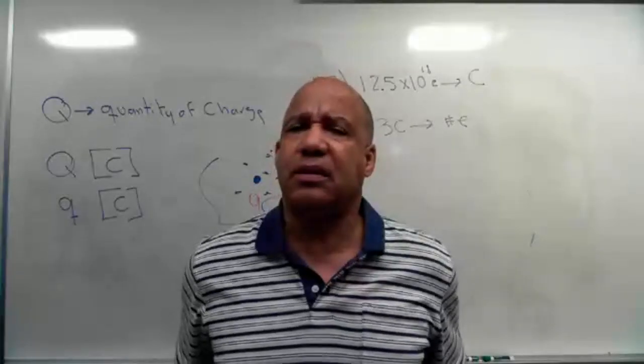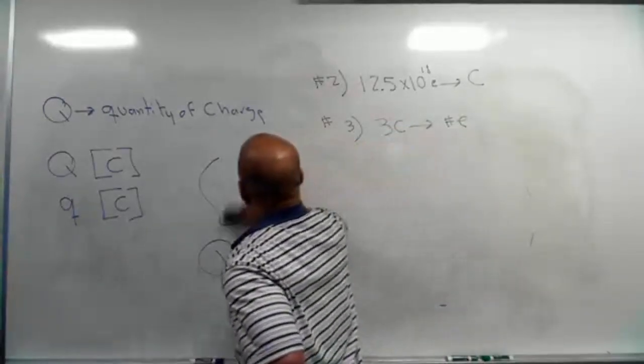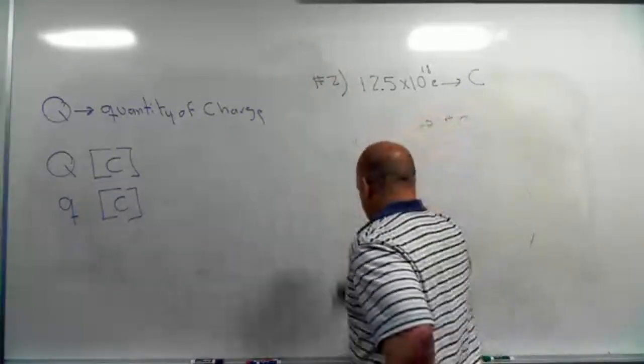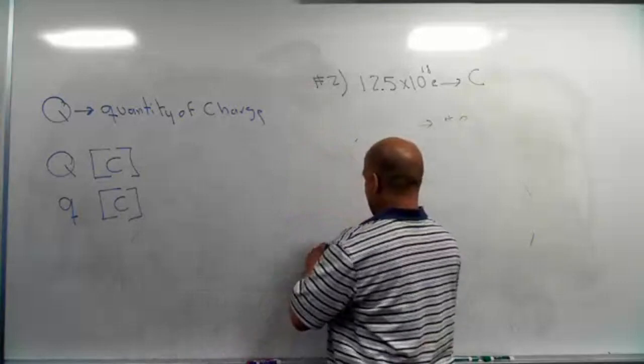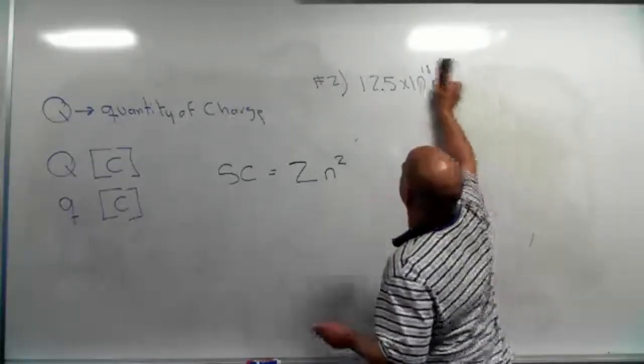Okay, and somebody else had a question? I was just wondering if you could go back through the equation for breaking down the shell capacity. Yep, I can do that. The equation was SC equals 2 times n squared. Yep, that's it.